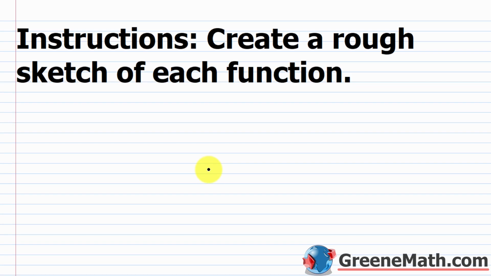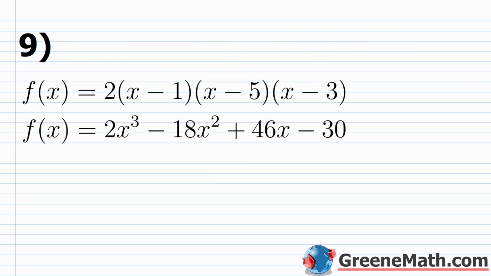All right, let's change up the instructions now. So we want to create a rough sketch of each function. And for problem 9, we have f(x) = 2(x - 1)(x - 5)(x - 3). If you simplify this, you would get f(x) = 2x^3 - 18x^2 + 46x - 30.